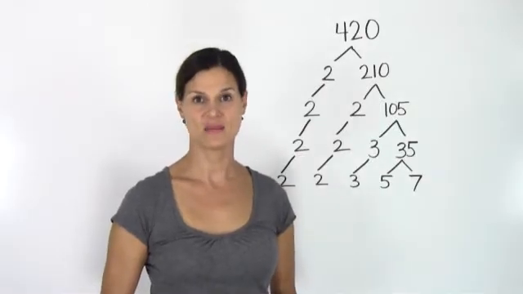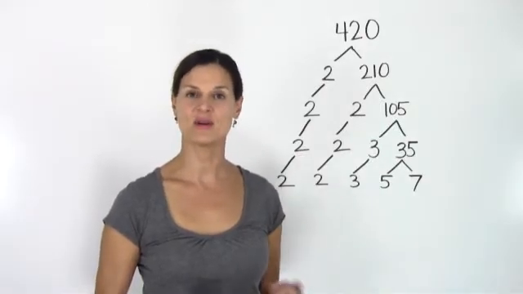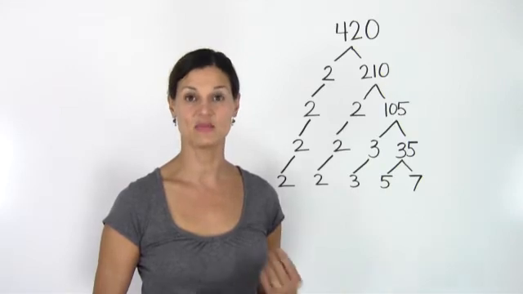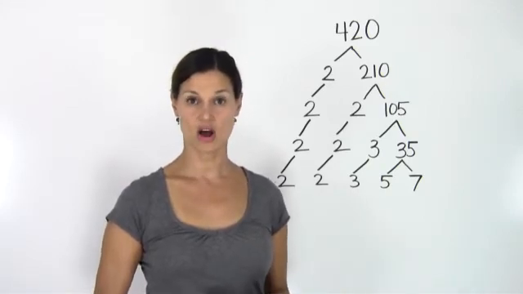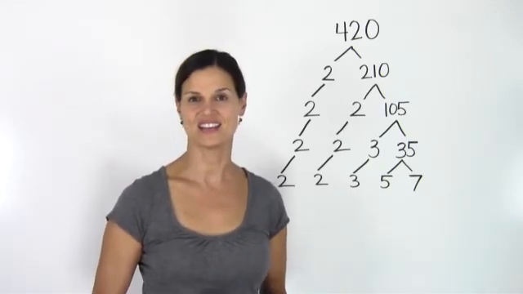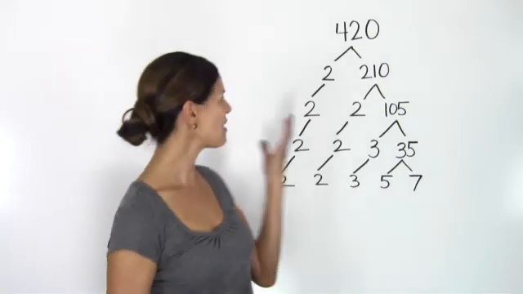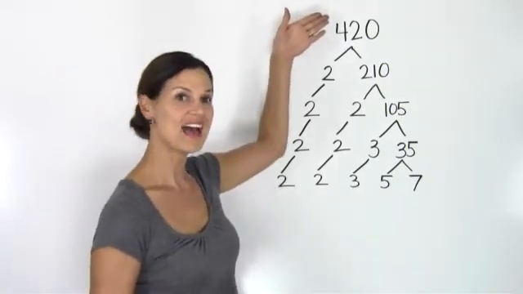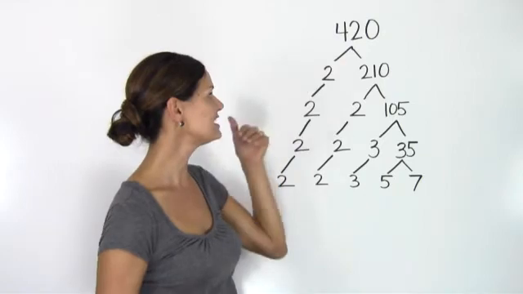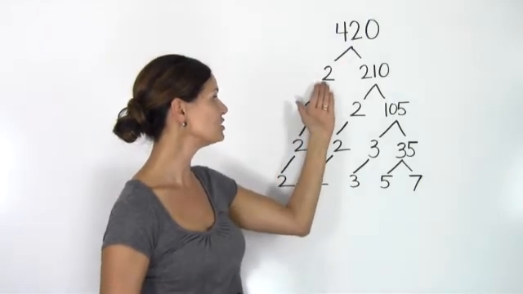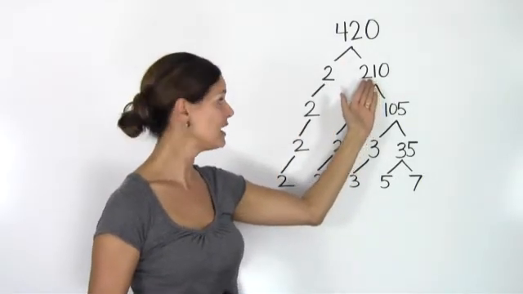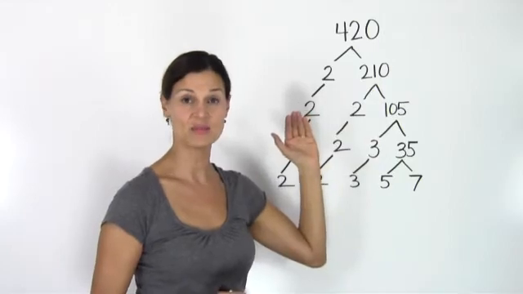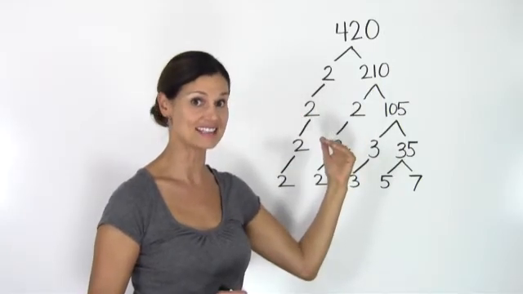All composite numbers can be created by multiplying together a set of prime numbers. This is called prime factorization. So let's look at an example like 420. I can break 420 down into 2 of its factors, 2 and 210, but 210 is not a prime number yet, so I have to continue breaking that down.